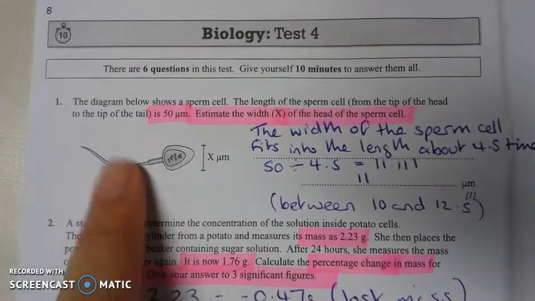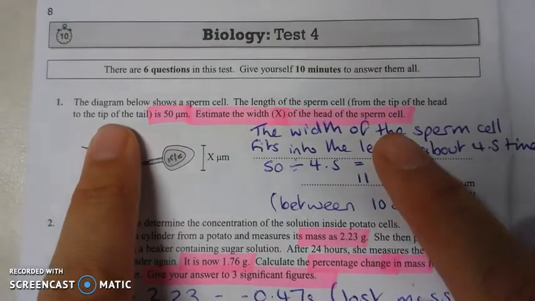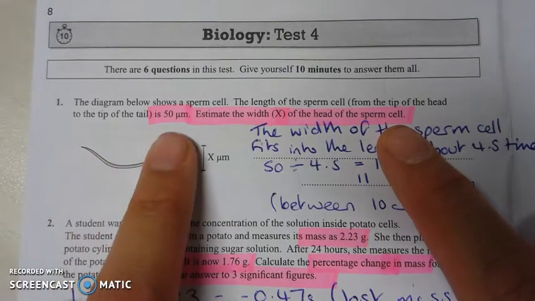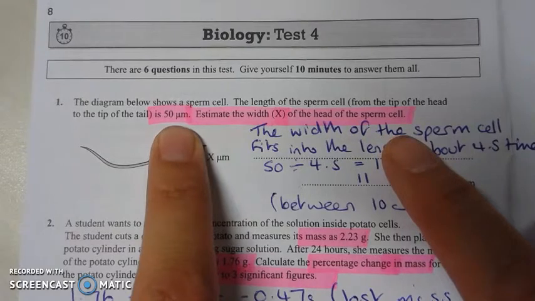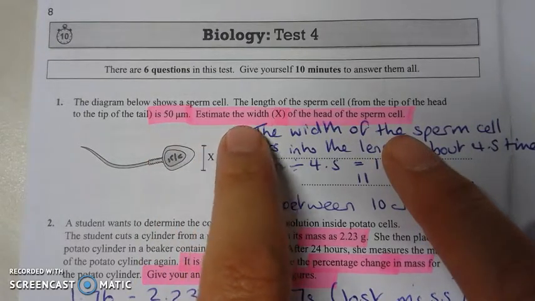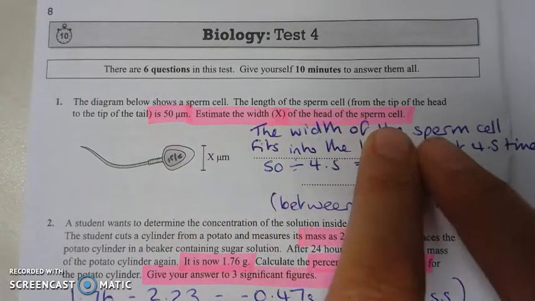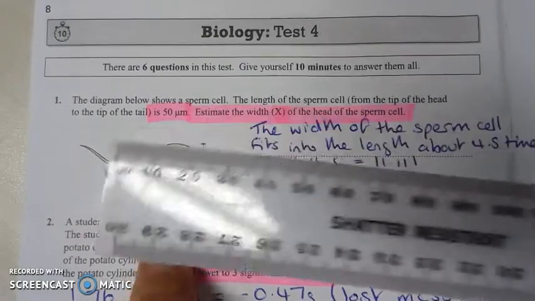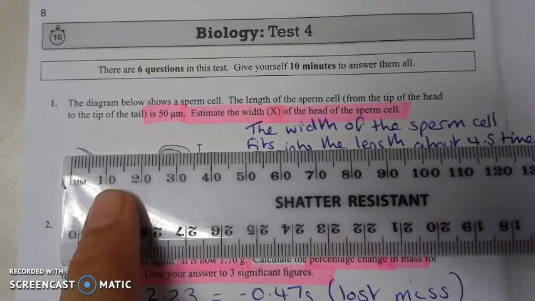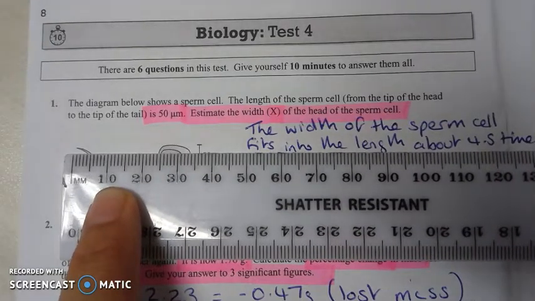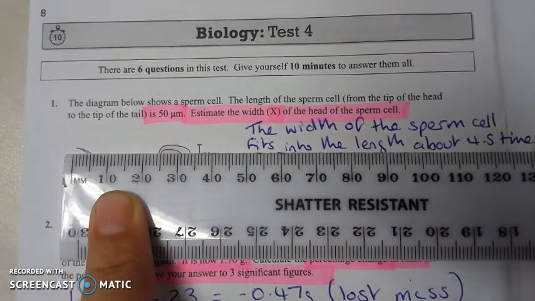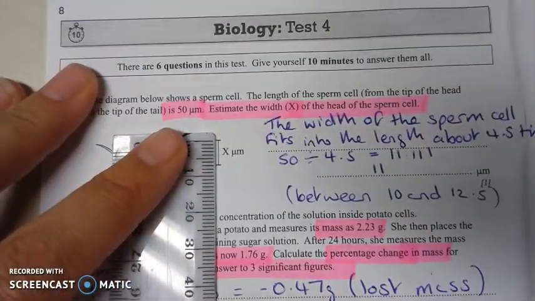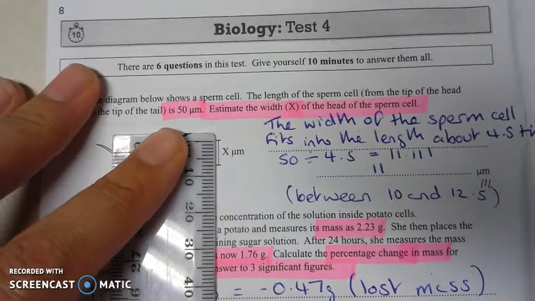So this one then. The diagram below shows a sperm cell. The length of the sperm cell from the tip of the head to the tip of the tail is 50 micrometers. Estimate the width of the head of the sperm cell. Now what I did here is I worked out how long is the whole sperm, and it looks about 34. So how many of this width can I fit into 34? And that came to about 7.